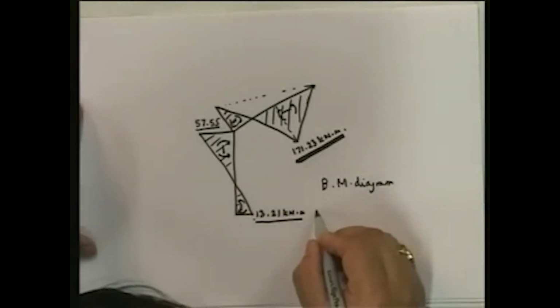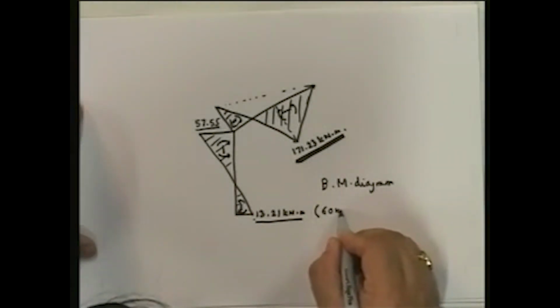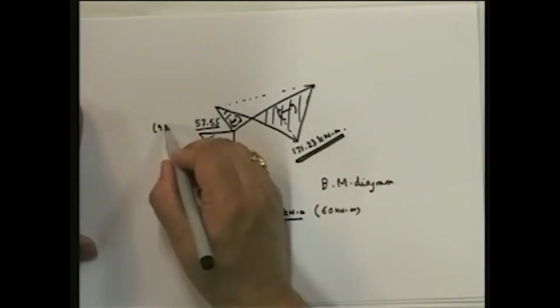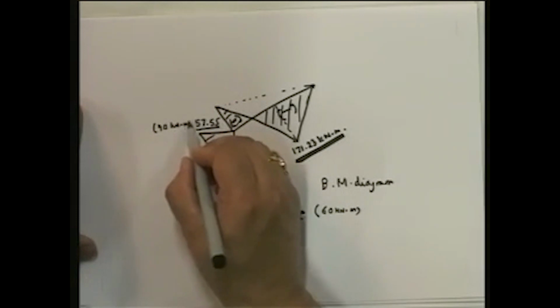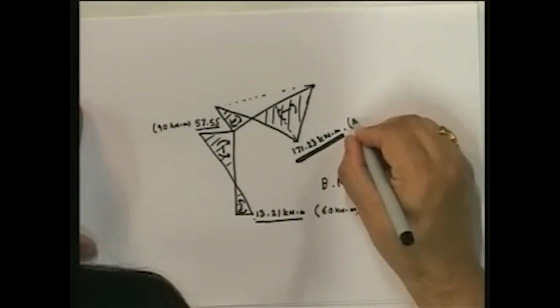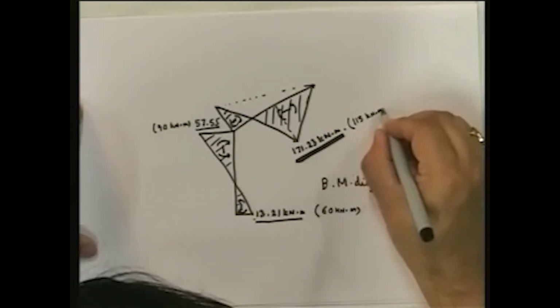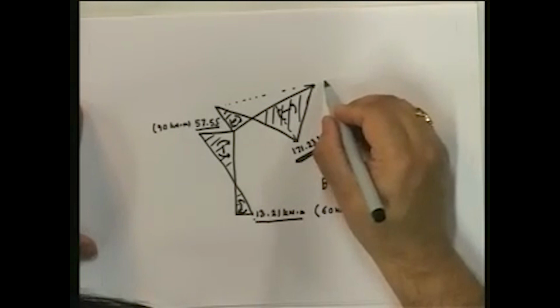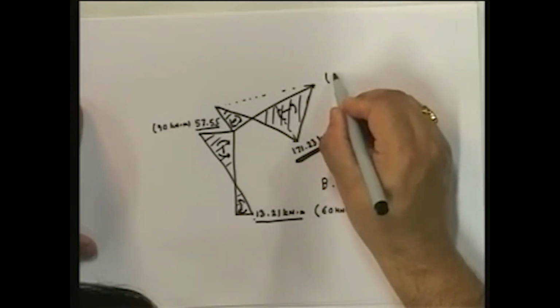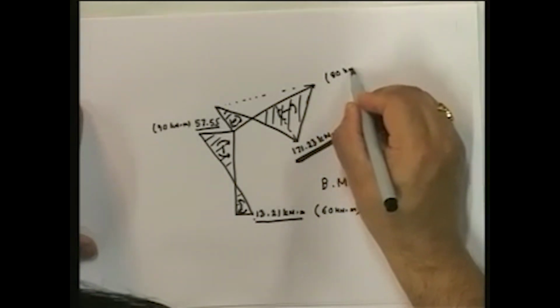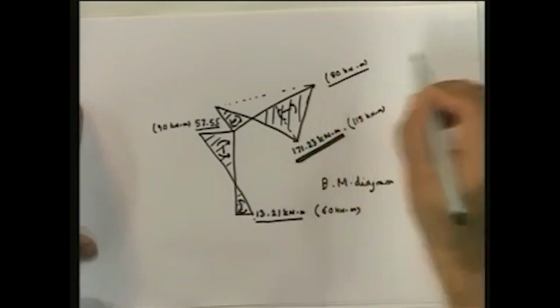What was this? 60 kilonewton meter. This was 115 kilonewton meter, and this, which is 0 now, was 80 kilonewton meter. Now let's look at, from a design point of view, is flexibility good?